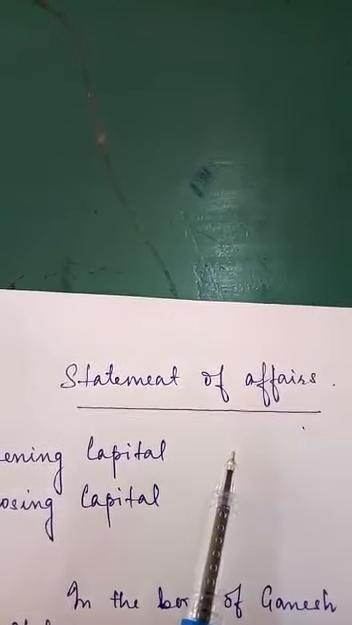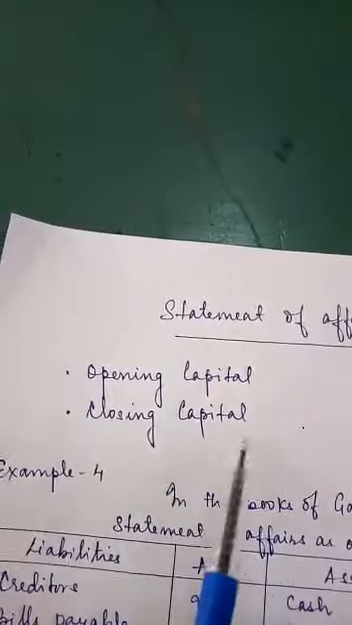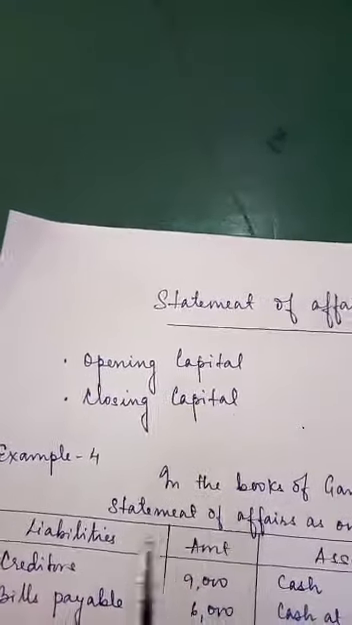The next one which we are going to do is statement of affairs. Now the statement of affairs is exactly like the balance sheet which we have studied in 11th standard. So we prepare the statement of affairs in this lesson to find out the opening capital and the closing capital if the capitals are not given.